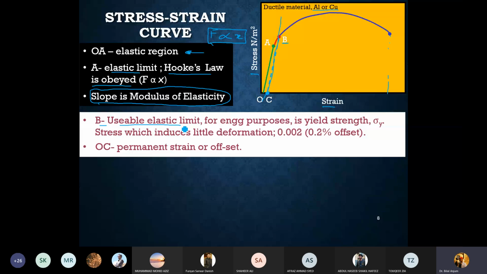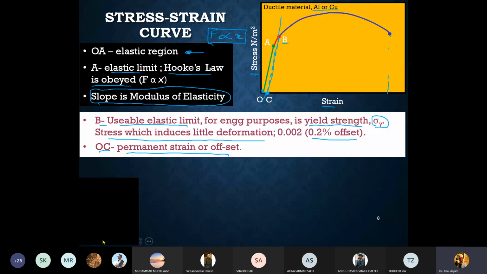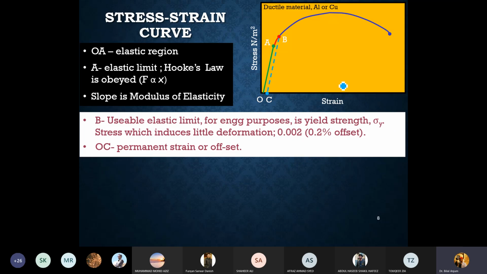B, which is the usable elastic limit for engineering purposes, is known as the yield strength sigma y of the material. This is the stress which induces little deformation in the material. This is 0.2% offset. And OC, as I've already mentioned, is the permanent strain in the material. So from the origin till the point C, you have the permanent deformation in the material.